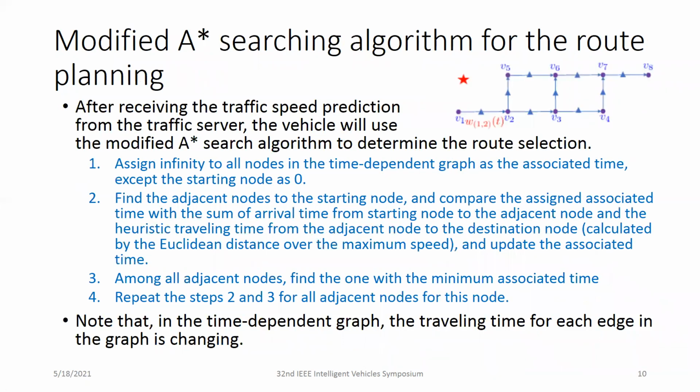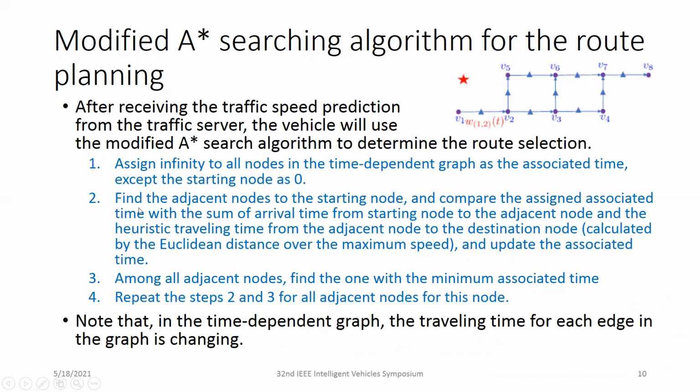After we have the traffic speed prediction, we can solve the road planning problem by using our modified A-star searching algorithm. There are four major steps within the modified A-star searching algorithm. The first one is that we assign infinity to all nodes within the time-dependent graph at the associated time, except the starting node, which gets 0. So here, V1 is 0, and for other nodes, it's infinity.